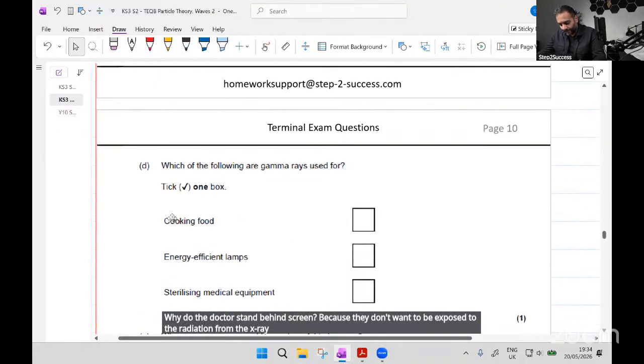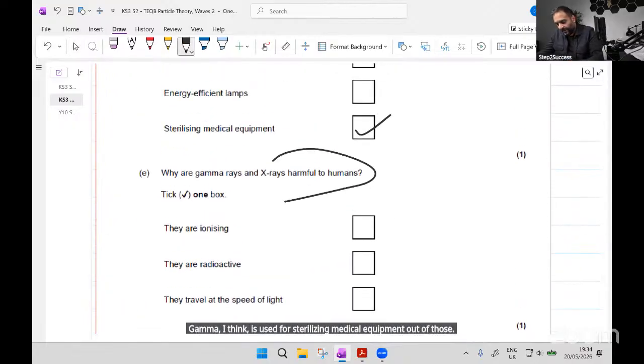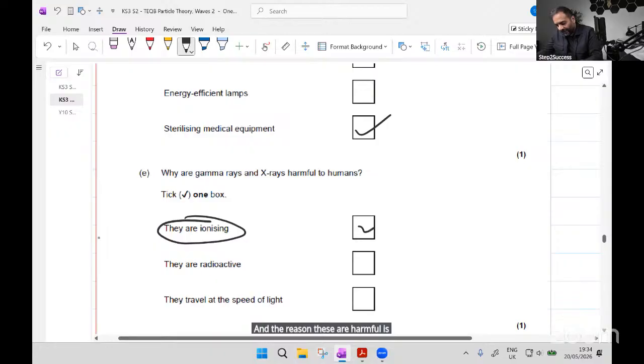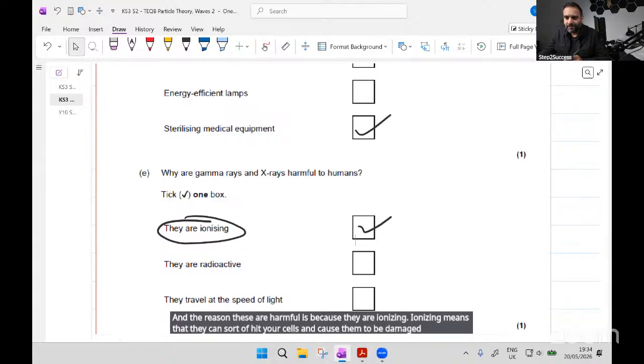Gamma, I think, is used for sterilizing medical equipment out of those. And the reason these are harmful is because they are ionizing. Ionizing means that they can hit your cells and cause them to be damaged. Well, that's what it really means.